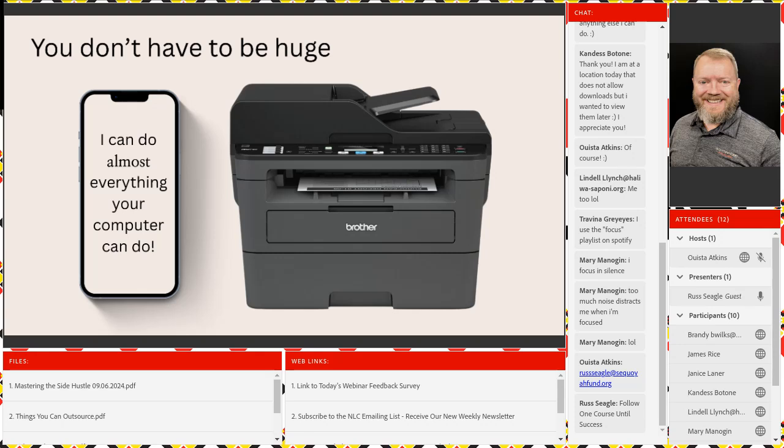Your mobile device can do almost everything your computer can do. It can do your bookkeeping. It can handle your marketing. It can handle all your communications. It can be your photo studio, your video studio. In fact, I know several folks who are running very successful businesses and never use a traditional computer, desktop, laptop, anything like that.